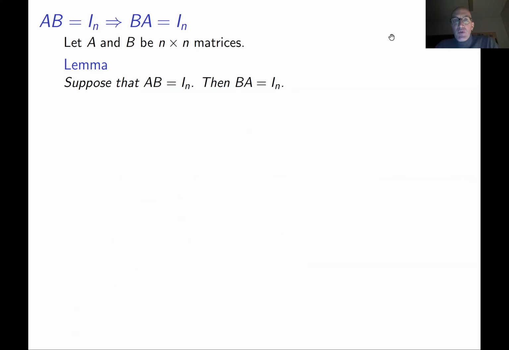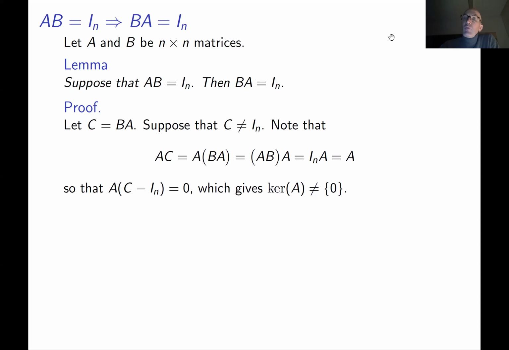To do this, we fix two square matrices, A and B, both n times n, and we suppose that AB equals identity matrix. We have to check that BA also equals identity matrix. How to do this? First of all, we let C be the matrix B times A. We want to prove that C is identity. Let's assume it is not, and use this to derive a contradiction. If we can derive a contradiction from this assumption, this proves that C is the identity matrix. This is exactly what we want.